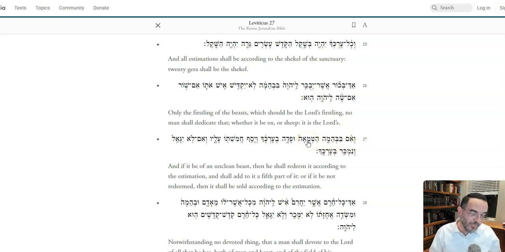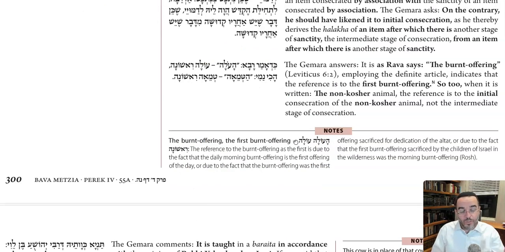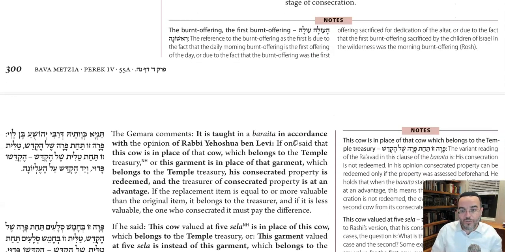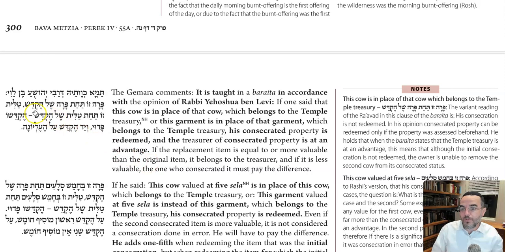Only if it's the first animal here, ha'behema ha'teme'a. Why not just say behema teme'a? Only if it's the first one, A, that was originally consecrated, and you're moving from that to something else, then you have to add a fifth surcharge. But if it's already past that, if it's just a copy, even forever, you do not have to add a surcharge. Tanya, k'vateh Rabbi Yehoshua ben Levi.